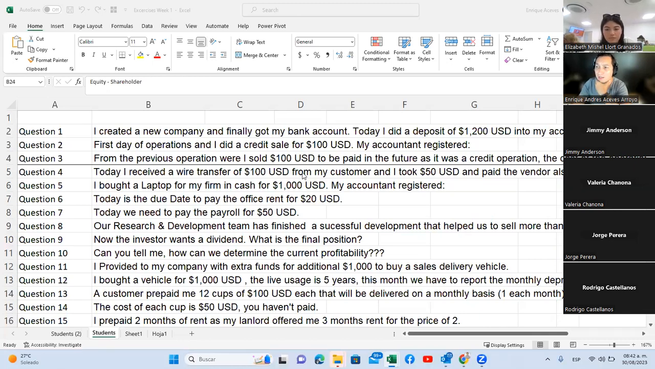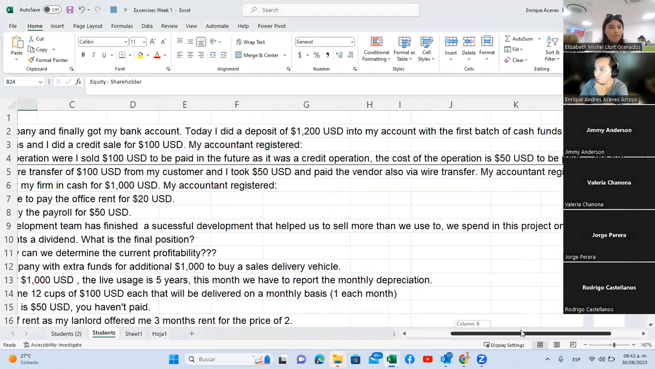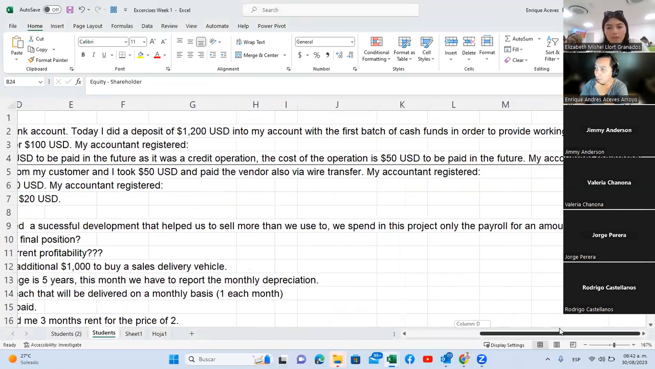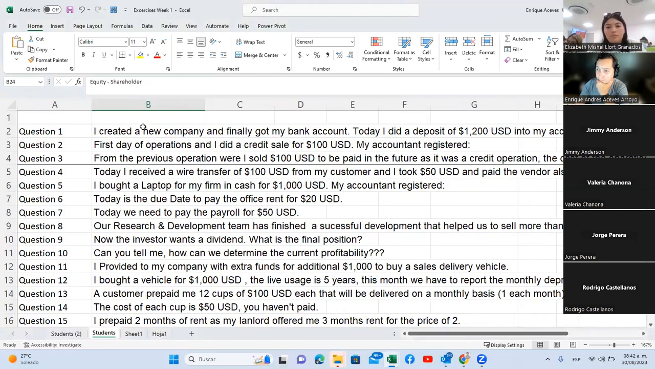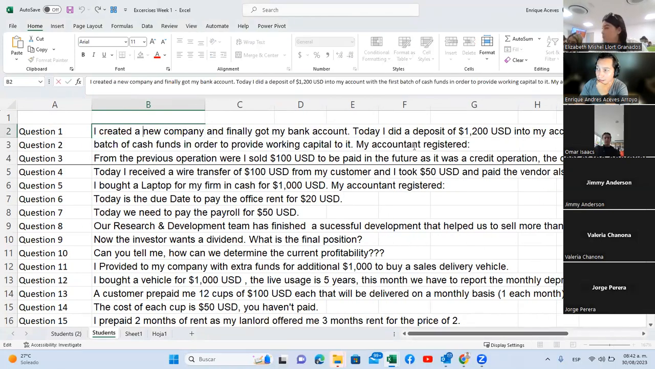Okay, I created a new account and finally got my bank account. Today I did a deposit of $1,200 into my account with the first batch of cash funds in order to provide working capital to it. My accountant registered.